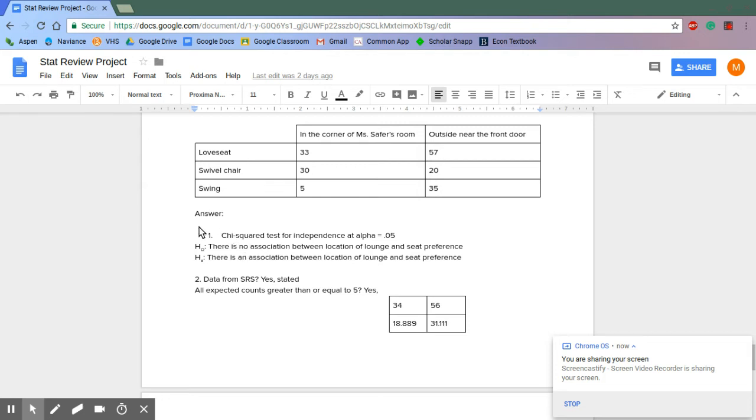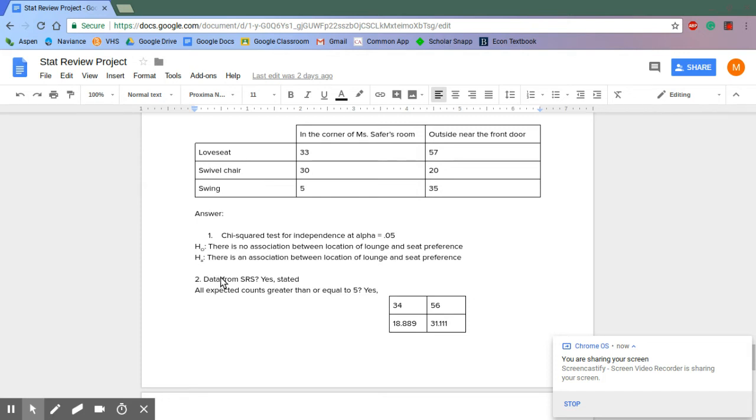So first, you'd be using a chi-squared test for independence. You could use homogeneity, but I find independence easier, and that alpha is 0.05. Your null hypothesis is there is no association between location of lounge and seat preference, and your alternative hypothesis is there is an association between location of lounge and seat preference.